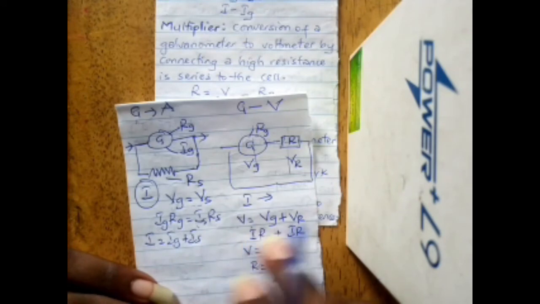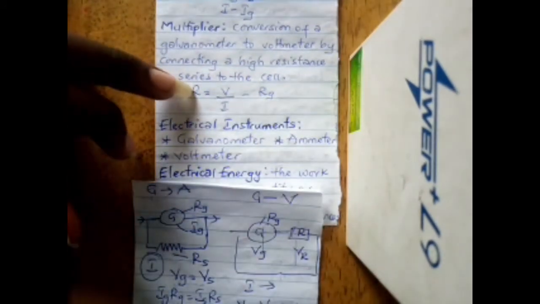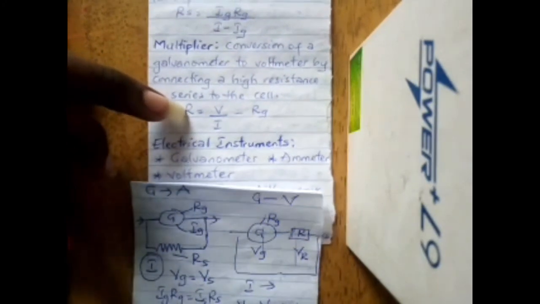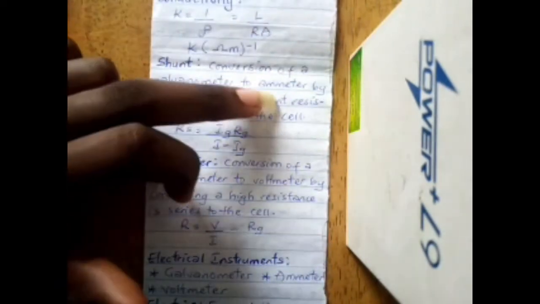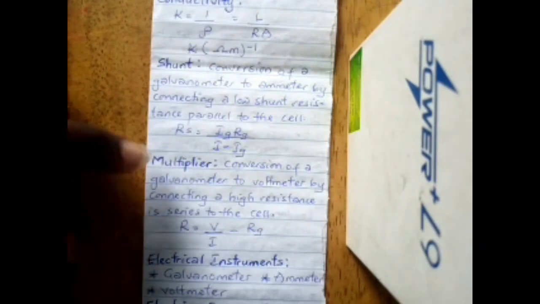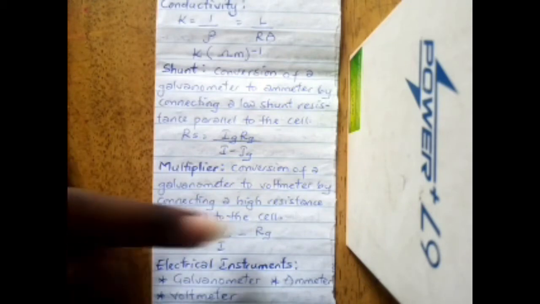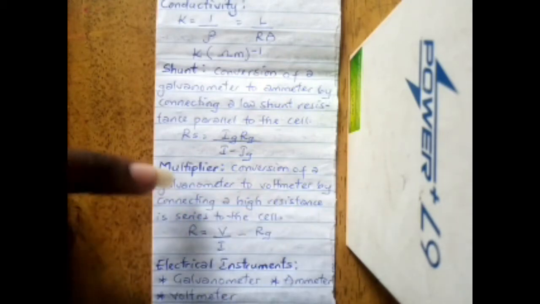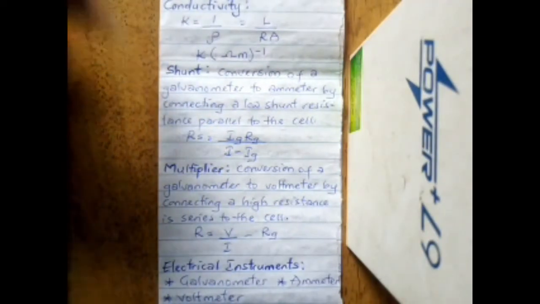So from this relationship, since I is common, you can simply say I(RG plus R). So by changing the subject, you have this: the resistance of the multiplier is V over I minus RG. So a shunt converts a galvanometer to an ammeter by connecting a low shunt resistance in parallel. A multiplier converts a galvanometer to a voltmeter by connecting a high resistance in series. The high resistance in series is a multiplier. The low shunt resistance in parallel is referred to as a shunt.